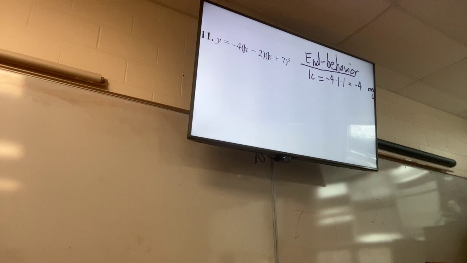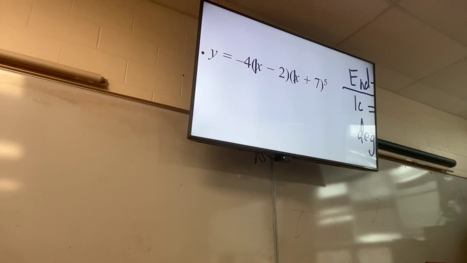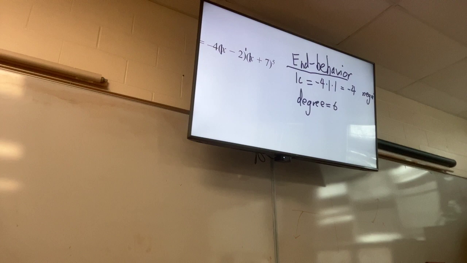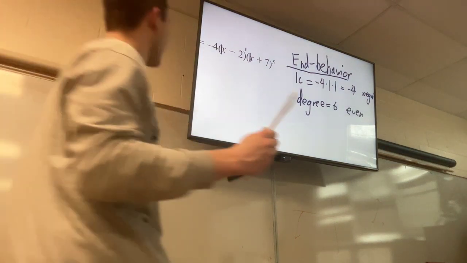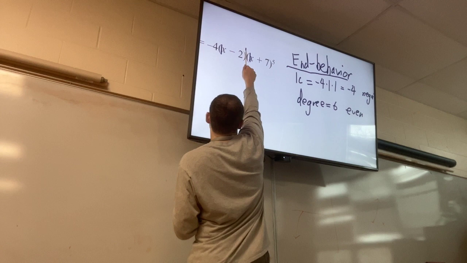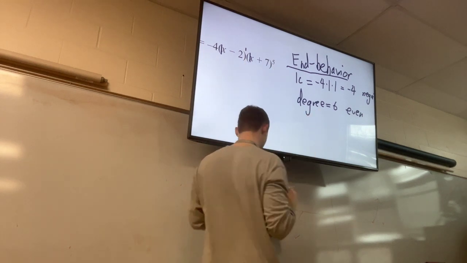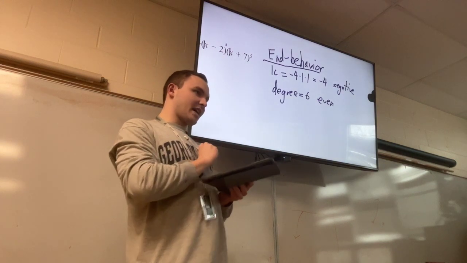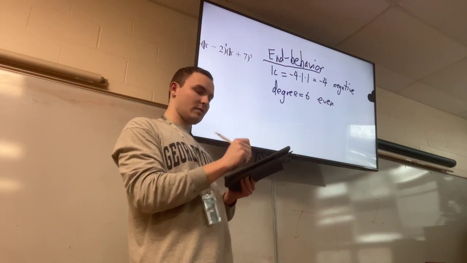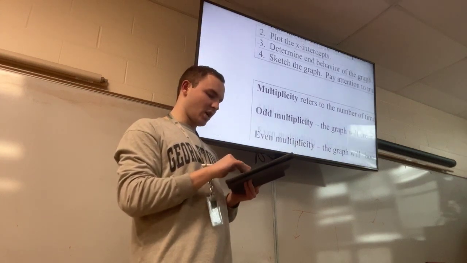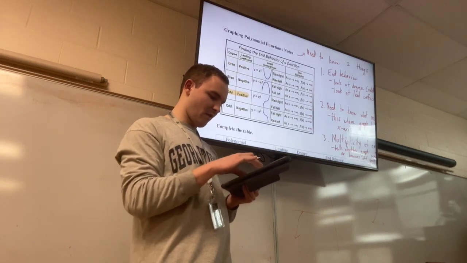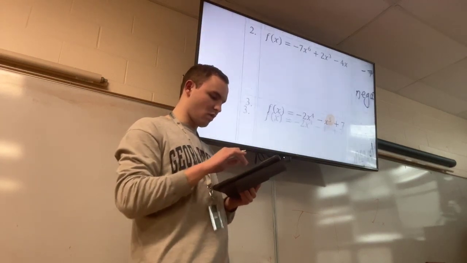How do I get the degree? I add what? You add all the exponents. So this is a 1 and a 5, so that's 6. Wherever there's an x, you look at the exponent that's outside of it, and you add them. 1 plus 5 is 6. So degree is even, lead coefficient is negative. What's my end behavior going to be? Look at the chart. Look at the chart. Fall right, fall left, right? Yeah, fall right, fall left. Even, negative. Cool.